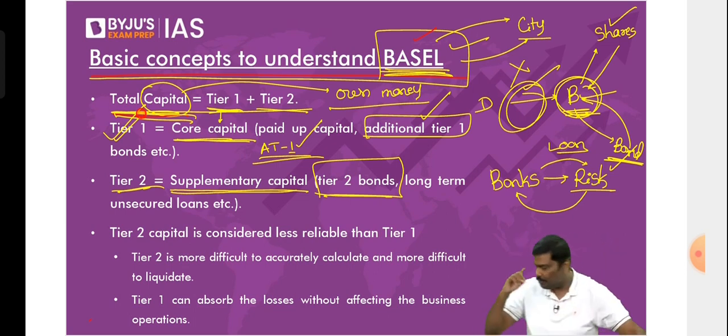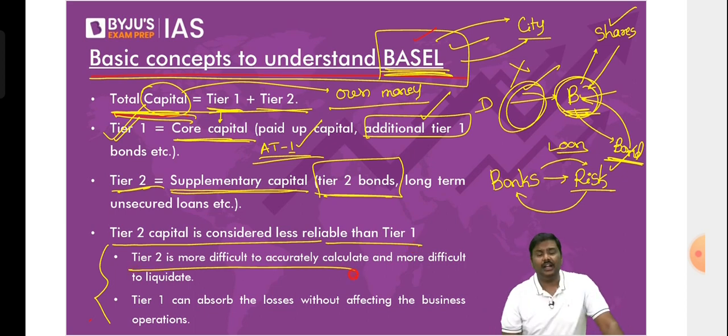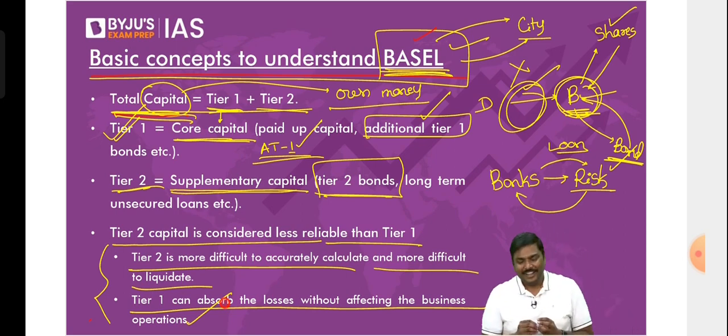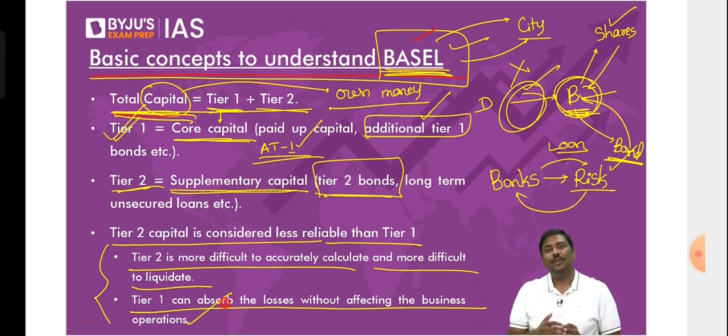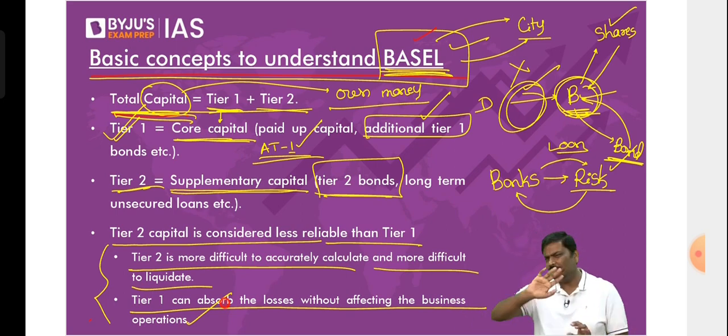Now, is it okay if I conclude after discussing all of this? Tier 2 capital is considered to be less reliable compared to tier 1 capital. Tier 2 is more difficult to accurately calculate, more difficult to liquidate. Tier 1 can absorb the losses without affecting the business operation. In fact, understand this. The CAs and the MBAs will be very happy now. There is a technical term called going concern capital and gone concern capital. Now don't worry about that, but don't mug up those particular terms either.